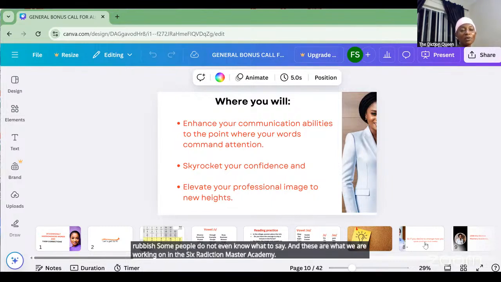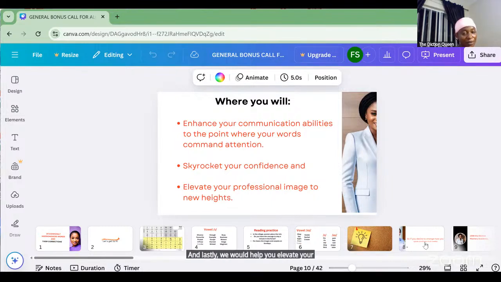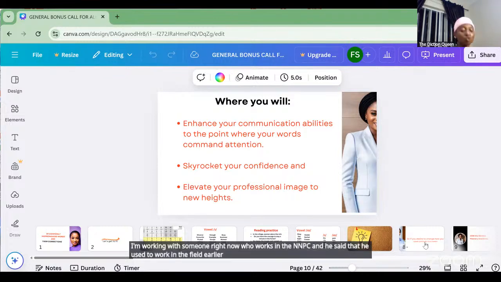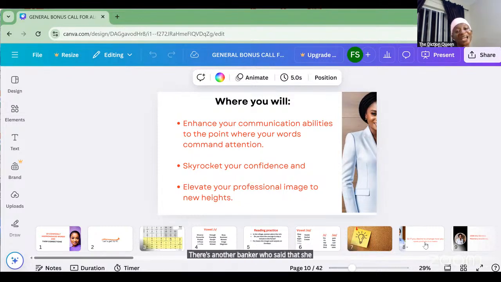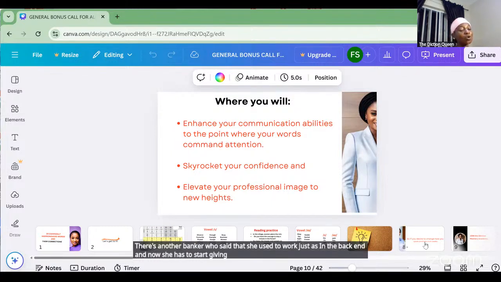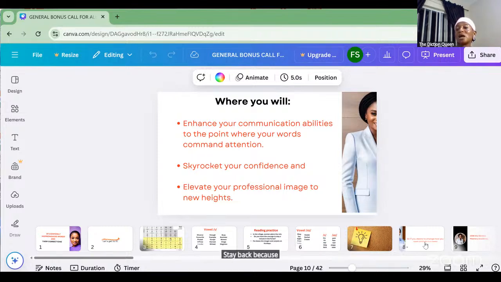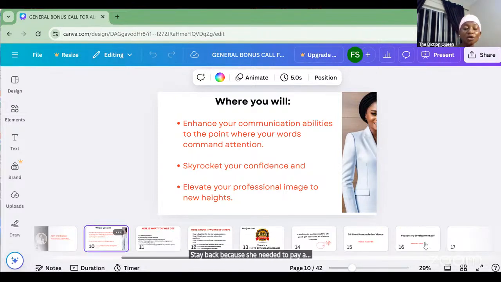And lastly, we would help you elevate your professional image to new heights. I'm working with someone right now who works in the NNPC, and he said that he used to work in the field earlier, and now they moved him to a department where he has to give presentations. There's another banker who said that she used to work just in the back end, and now she has to start giving presentations. In fact, the banker's case was so bad that she was already thinking of resigning, but she just had to stay back because she needed to pay her daughter's university fee. And where again will she see such money?